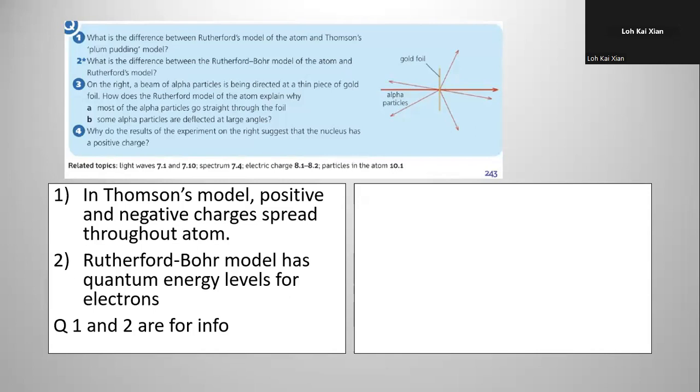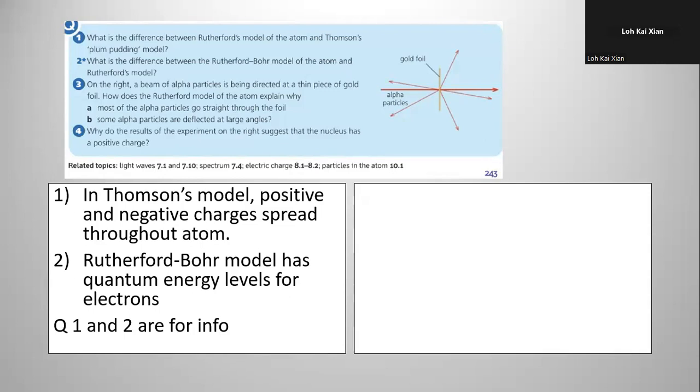Hello, can you repeat? 3A, most of the alpha particles go straight through. Why? Because it didn't just deflect from the nucleus or bounce off the nucleus. This one, 3A. Right? Oh, okay. I thought most of the alpha particles go straight through. Well, how does the force model explain it?